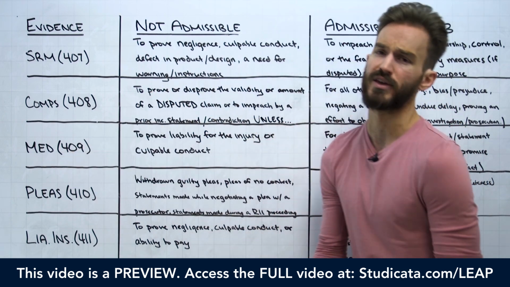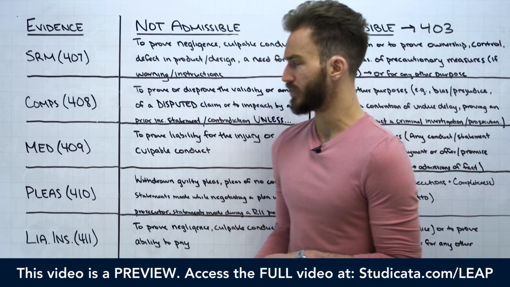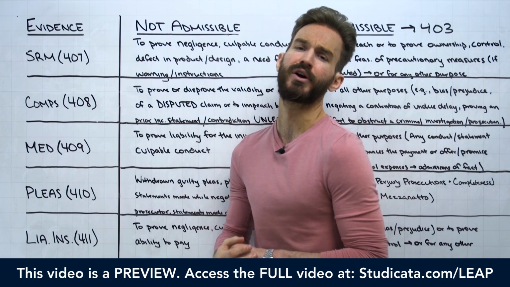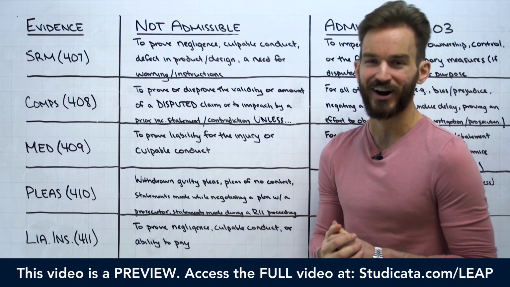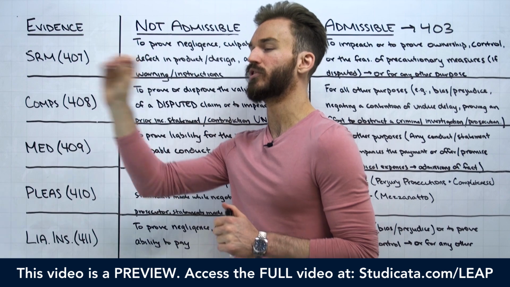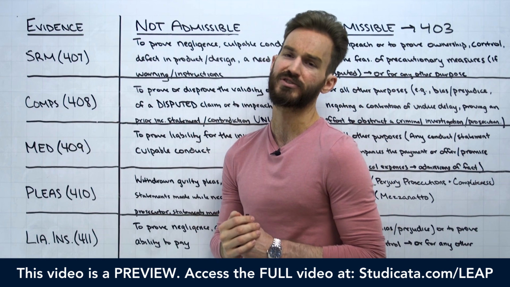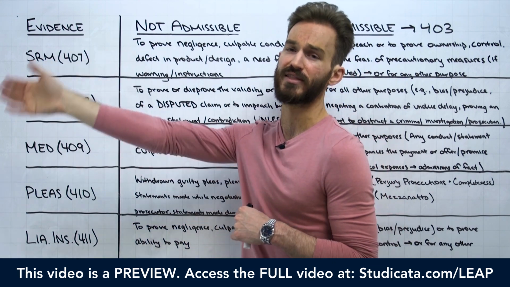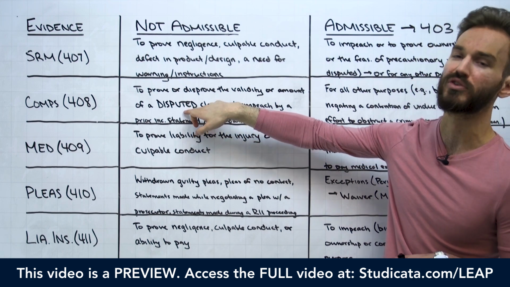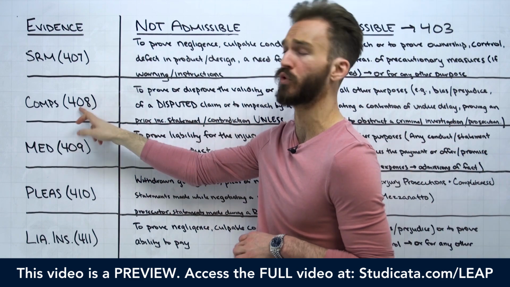So if we're thinking about compromise offers and settlement negotiations, you can't offer them to prove or disprove the validity or amount of a disputed claim. So what are we talking about here? Well, say that we have a creditor and a debtor. This is where you see this a lot. And let's say that the creditor is claiming that the debtor owes him $15,000 and the debtor thinks the amount is only $10,000. The operative word here is disputed claim. We have to have a claim in dispute in order to trigger 408.